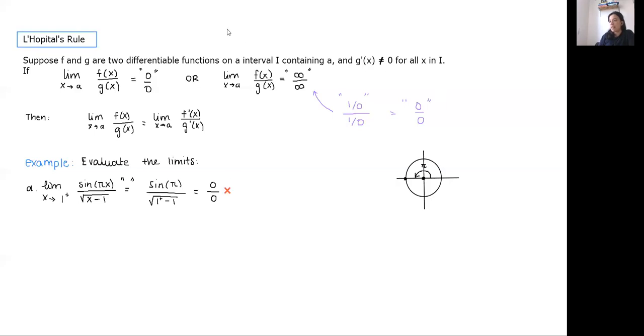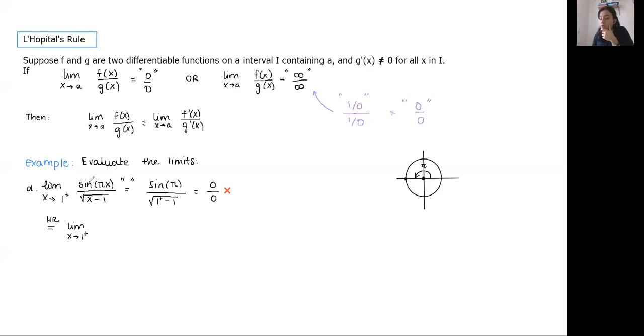I can't evaluate my limit like that. I have to do a little bit more work. And so because of this, we're going to try something else, which is to use L'Hopital's rule. Okay, so L'Hopital's rule. So with L'Hopital's rule, I still have that this is going to be the limit as x goes to 1 from the right. And now I'm going to take the derivative of the numerator and the derivative of the denominator.